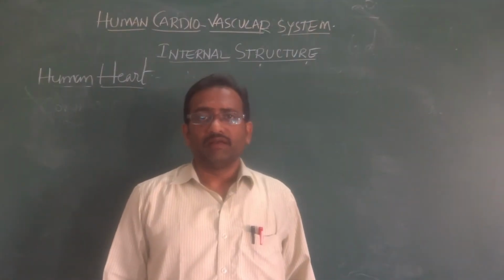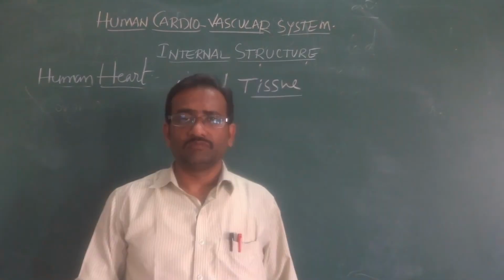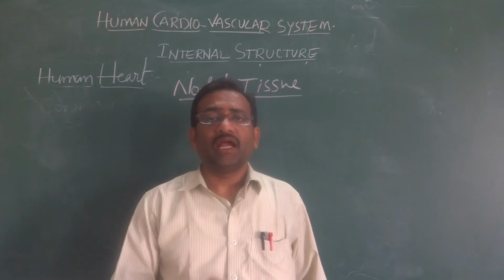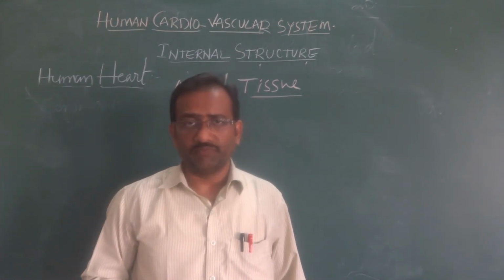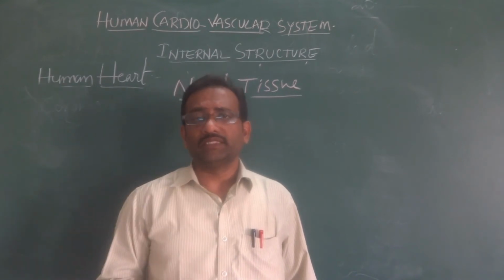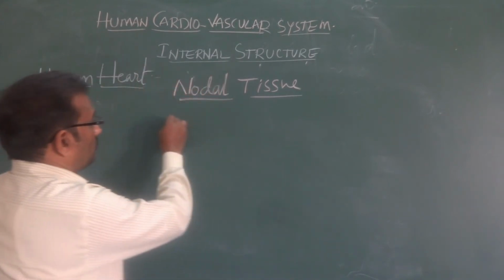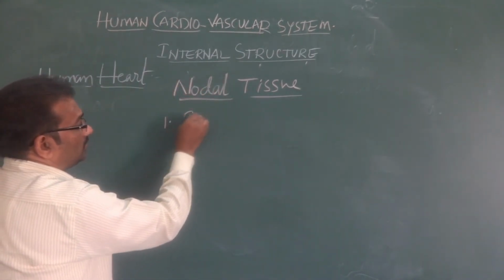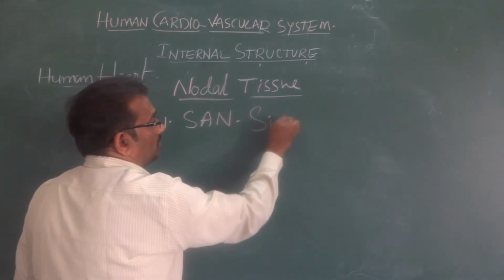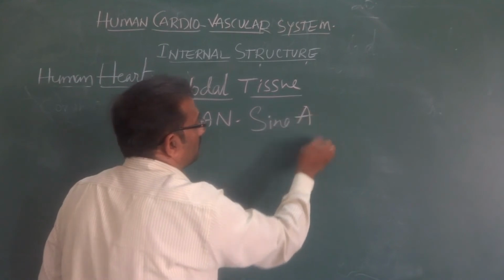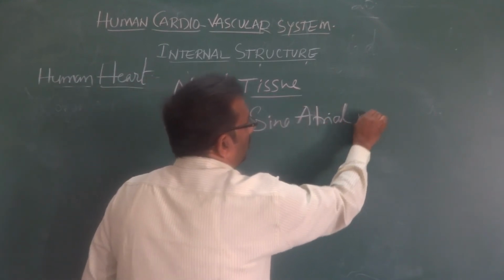Next topic in the internal structure of the human heart is nodal tissue. A specialized cardiac musculature present in the heart is called nodal tissue. In human beings, there are two nodal tissues present. One, SAN, sinoatrial node.